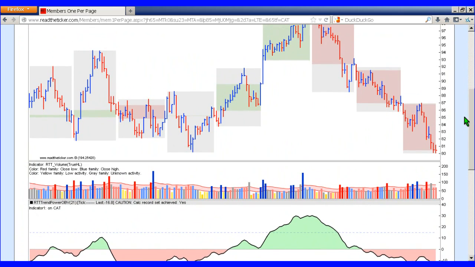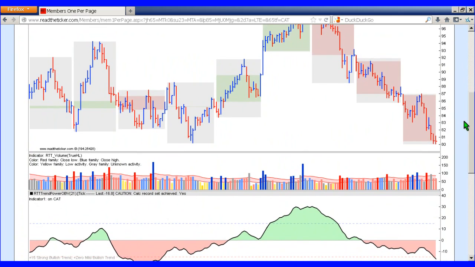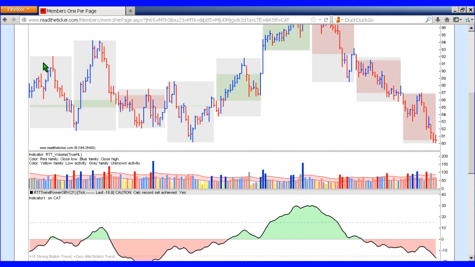For example, there's lots of violent swings going on in the Caterpillar chart. Here we have a downswing, holding down the V key and clicking the mouse. Here we have an upswing. As you can see, price moved probably about 10% down, but the volume is pretty light. The trend power OBV, which is a combination of the on-balance volume indicator and a trend power indicator, shows that the price move doesn't really have volume behind it, so it's not a real liquidation.